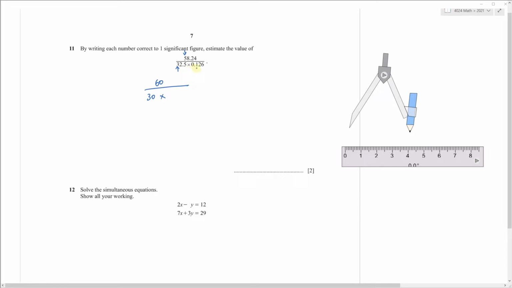Multiplied by, here this is your first non-zero value when you start looking from this side, from the left. The next value is 2, which is less than 5. So this will become 0.1. Everything else will be 0, which you don't need to write here because this is after decimal. So 30 times 0.1 is 3. And then 60 divided by 3 is 20. So your answer here is 20.